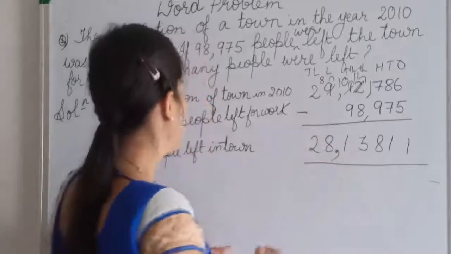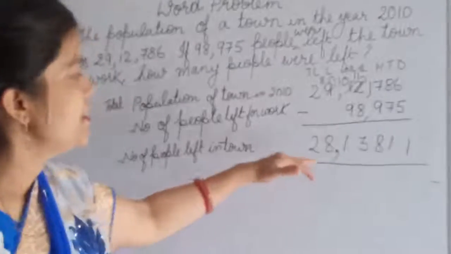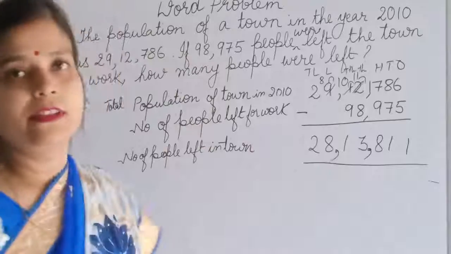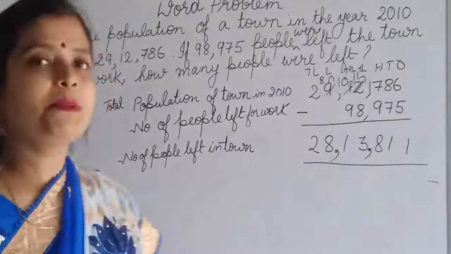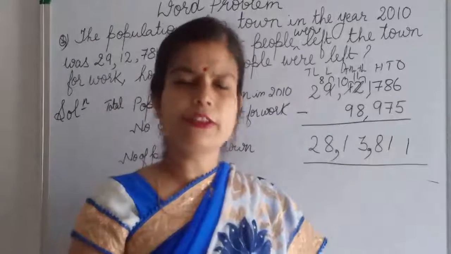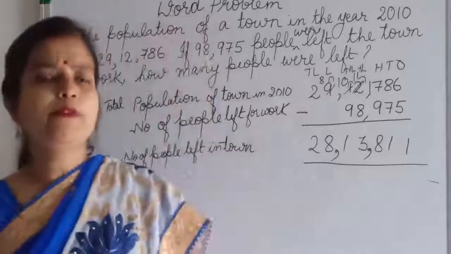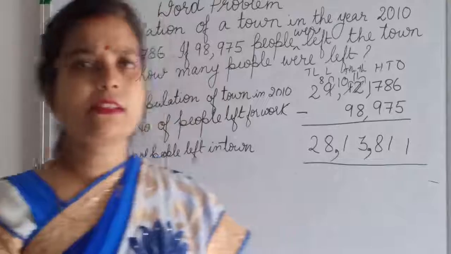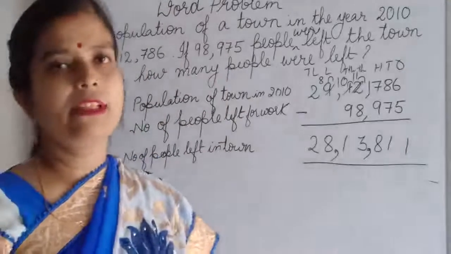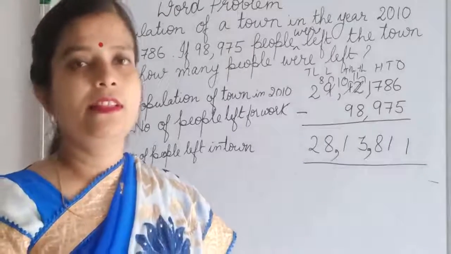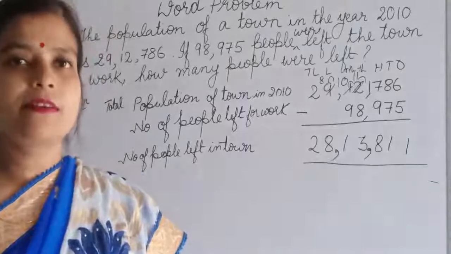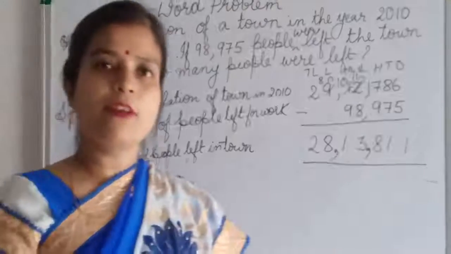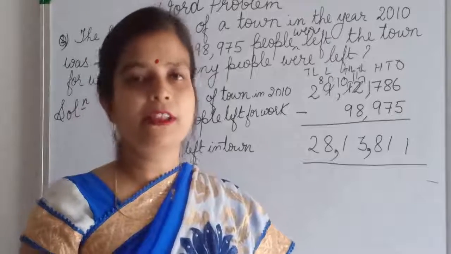So what are the people left in the town? That is 28 lakh 13,811. So children, when you are solving a word problem, you read the problem again and again and you try to understand what we have to do. We have to do addition or we have to do subtraction. And after that, you do the calculation nicely without any mistake. So like that you practice all the word problems, and the problems which involve both addition and subtraction. Thank you children.